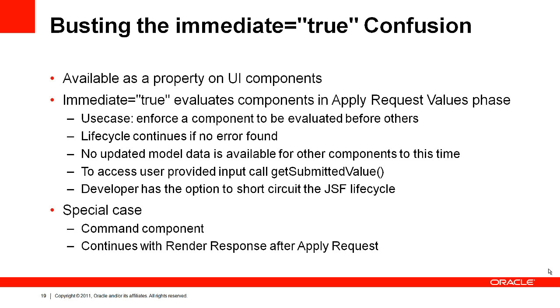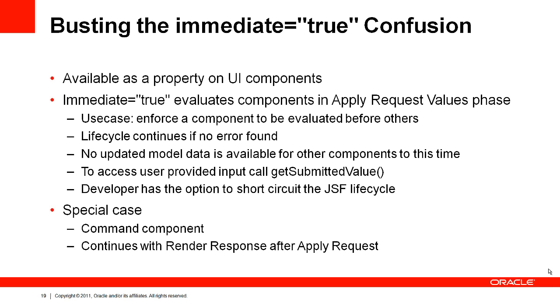When you have immediate equals true set on a specific component, and if within this component's value change listener you want to access the values that is sent for another component which does not have immediate equals true set, then the value of that component, when you call getSubmittedValue, is not yet converted, which means you're looking at a string representation of the data. So even if the dependent component is a date component, you currently would get a string representation, unless this component also has immediate equals true set.